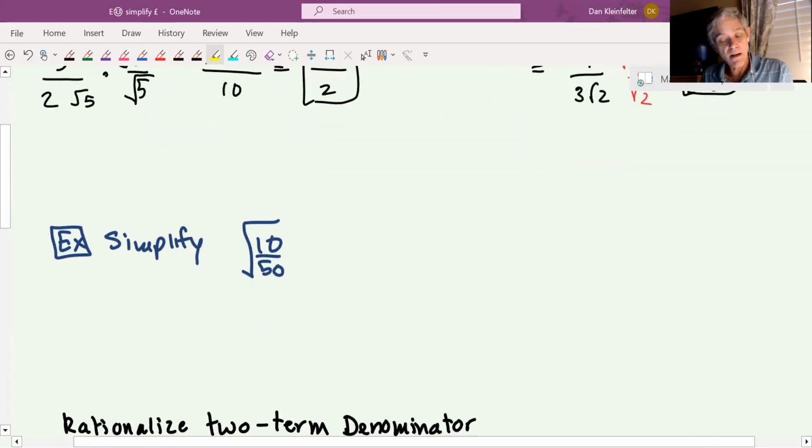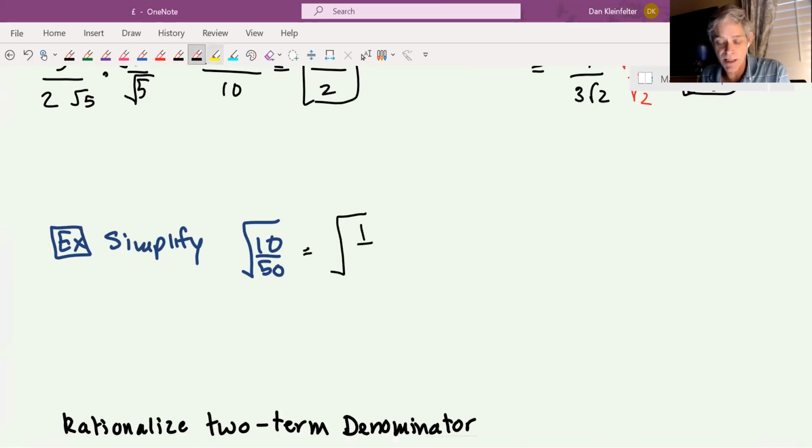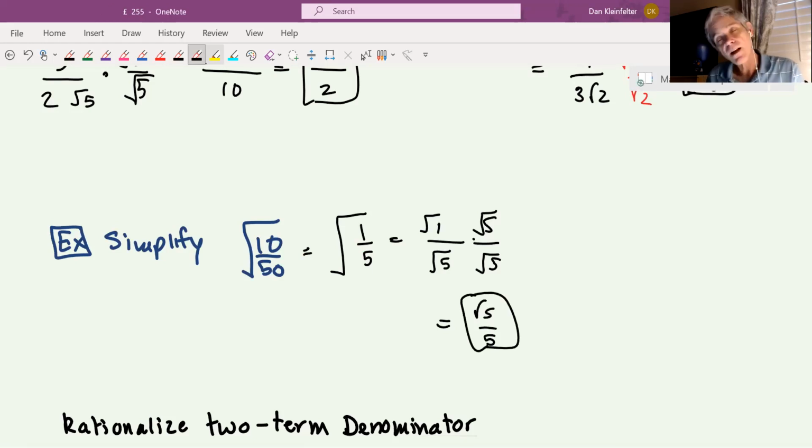Okay. Here we have the square root of 10 over 50. So I think all of us here are going to just simplify the 10/50ths first and make that 1/5. And now we can multiply the numerator. Well, let me separate this into two radicals first. Root 1 over root 5. Now we'll multiply the numerator and denominator by root 5 so that we get the square root of 5 over 5. All right, so that's basically how you deal with it if the denominator is a single term.